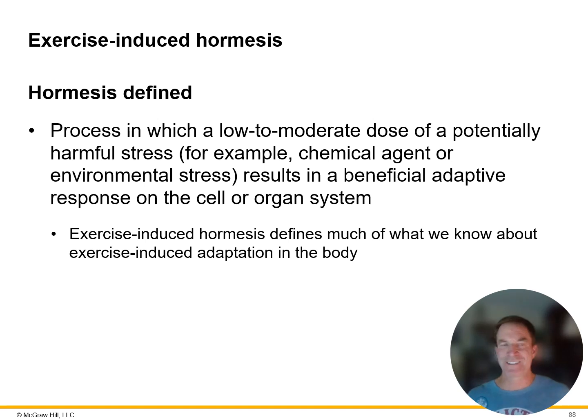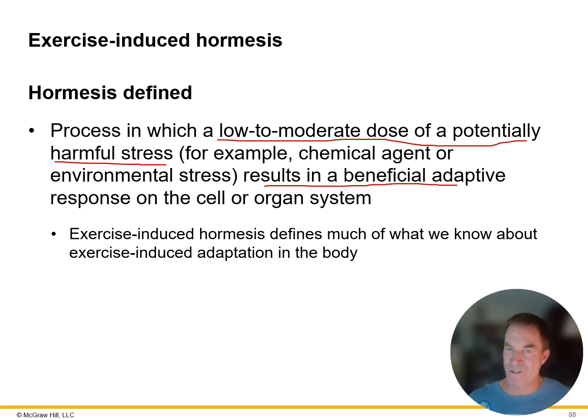Oh, hormesis. This is a good, interesting one too, so go ahead and know this term. It's a process in which a low to moderate dose of a potentially harmful stress, for example, aging, results in a beneficial adaptive response in the cell or organ system. So it's basically how you tolerate something in quantities. Exercise-induced hormesis defines much of what we know about exercise-induced adaptations.